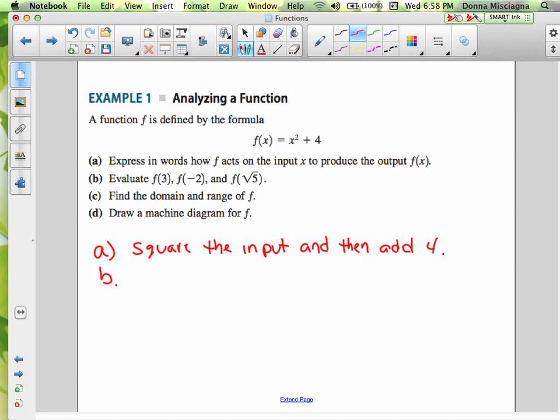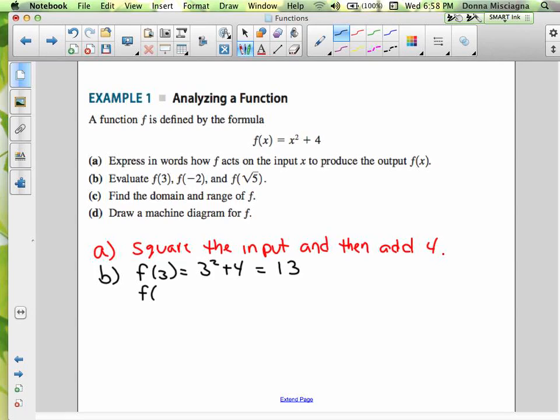Evaluate f of 3, f of -2, and f of the square root of 5. And that just means that we are going to plug in 3 and -2 and square root of 5 for x. That's our input. That's the variable for the input. So f of 3 would equal 3 squared plus 4. So that's going to be 9 plus 4, or 13.